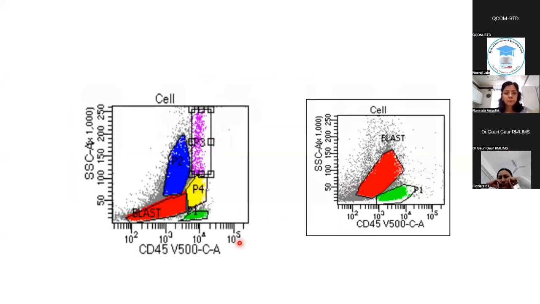Another two plots here. You can see that the blasts here have dim CD45, and this population is seen merging with the monocyte population as well as the granulocytic population. And this case, by FAB, was actually myelomonocytic leukemia. Another one here: the blasts have a higher side scatter and they are merging with the monocytic population, and this was an acute monocytic leukemia. So depending on where the blasts are sitting, you can have a fair idea from the beginning of what cells we are looking at.